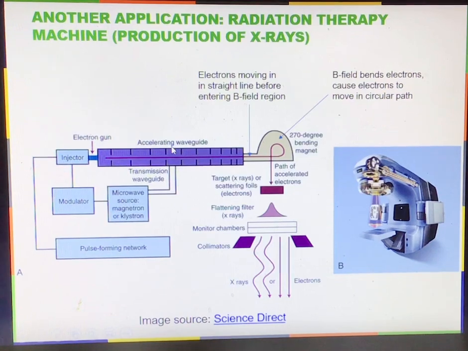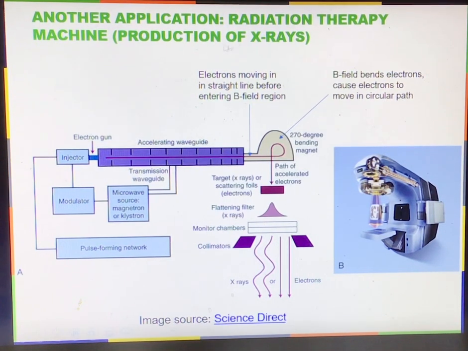All right. Another application of magnetic fields that we can imagine is used in radiation therapy, in the radiation therapy machine. This is used in the hospital in the production of X-rays. Generally in a hospital, to produce an X-ray, you need to start with electrons. You generate some electrons here, and then those electrons are going to go through a region that has a very strong electric field. The electrons are going to be accelerated by the electric field.